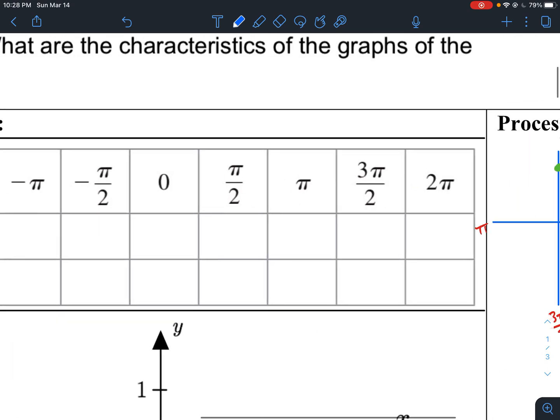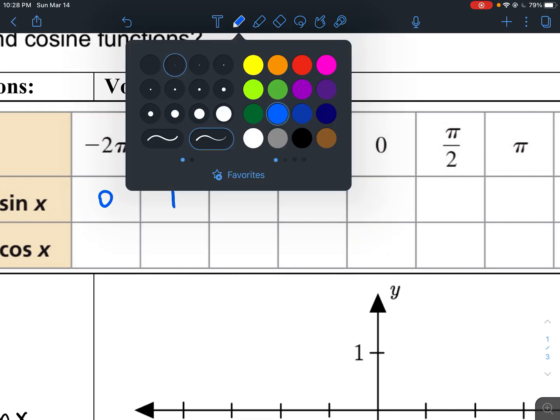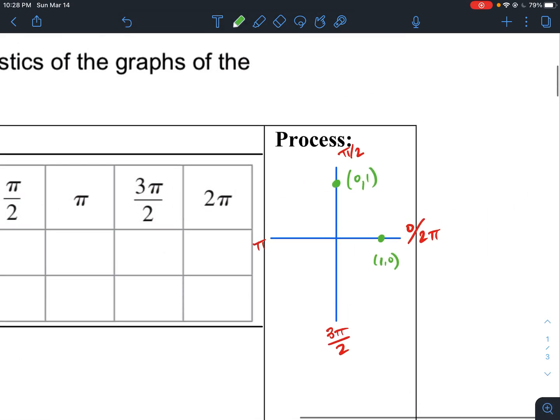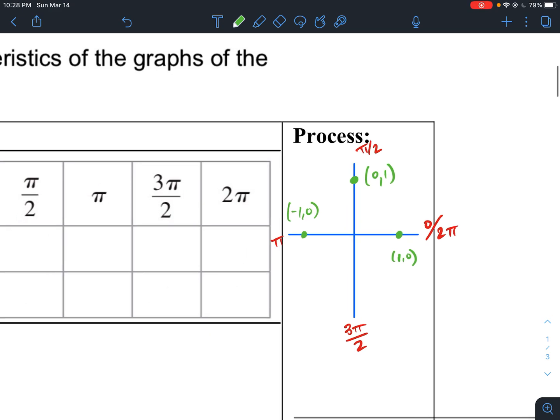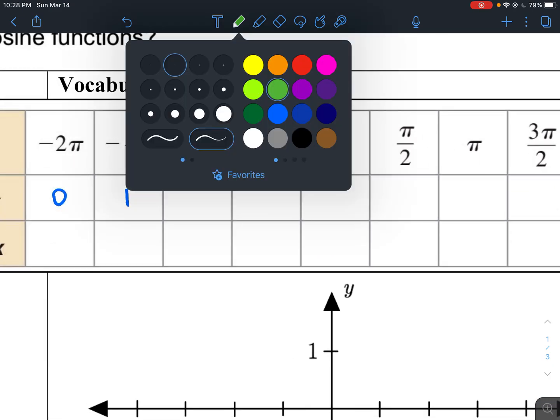Okay, now negative pi. Negative pi is rotated from here to here. So at this point right here, this point is negative 1 comma 0. My x is negative 1, my y is 0. Since I'm using the sine function, I really only care about the y, so I'm going to have 0 over 1, which is going to be 0.